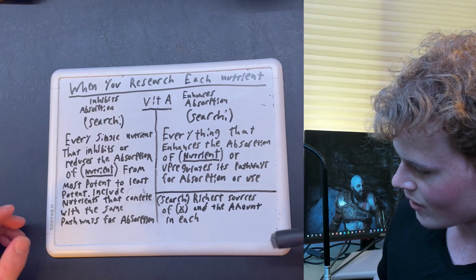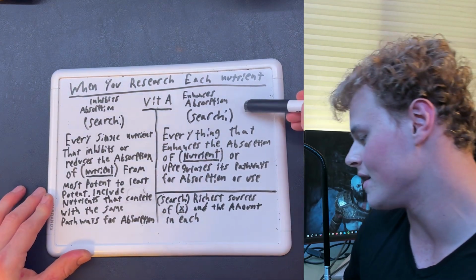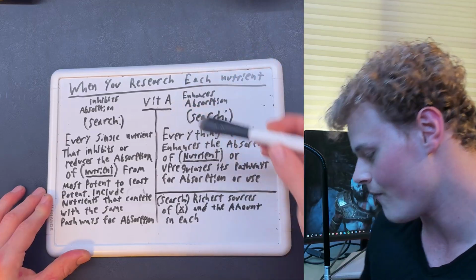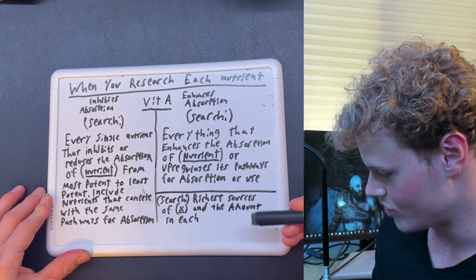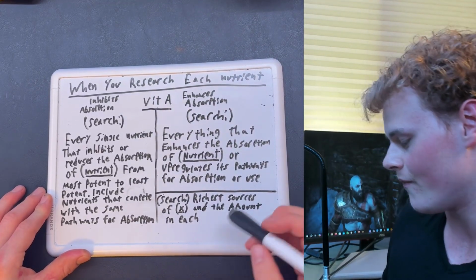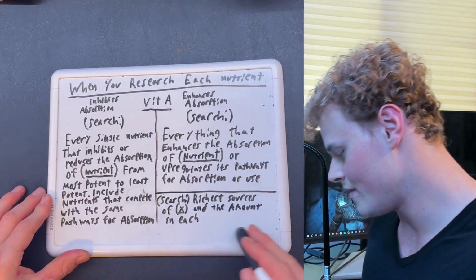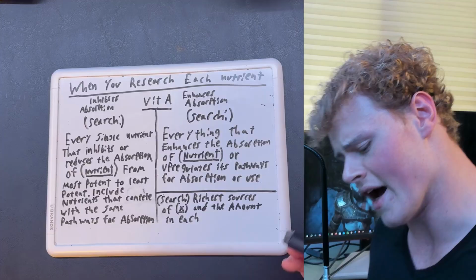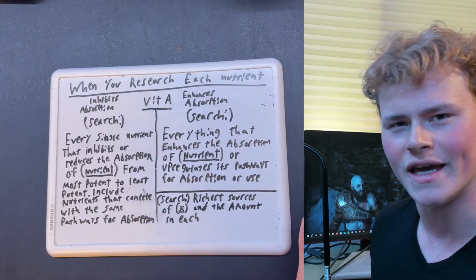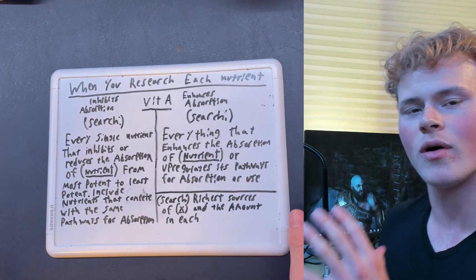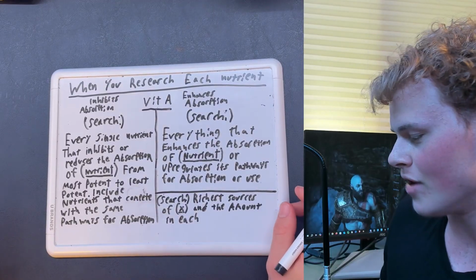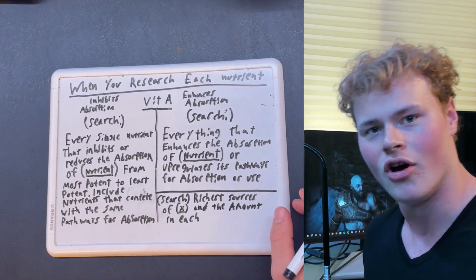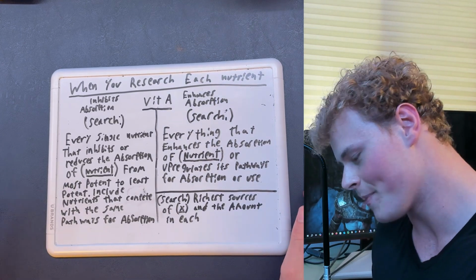Now, when we search for everything that enhances absorption, or how to get a specific nutrient itself, you want to search richest sources of said nutrient and the amount in each. This will give you a list of foods. I truly believe, guys, that the best way to get every single nutrient is from real food. Now, doctors are going to say no, the best way is through pharmaceutical drugs, or the best way is through a supplement.